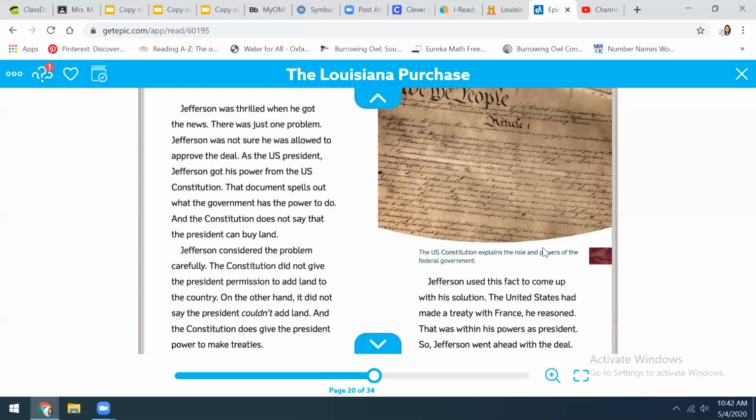So what is he going to do? It's kind of a great deal that he didn't want to pass up. So Jefferson used this fact to come up with his solution. The United States had made a treaty with France. He reasoned that was within his powers as president. So Jefferson went ahead with the deal.